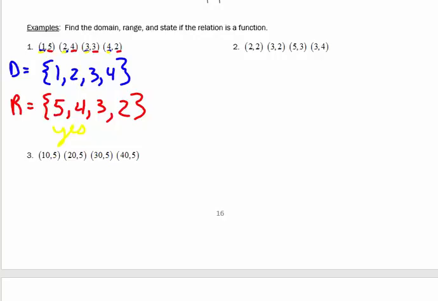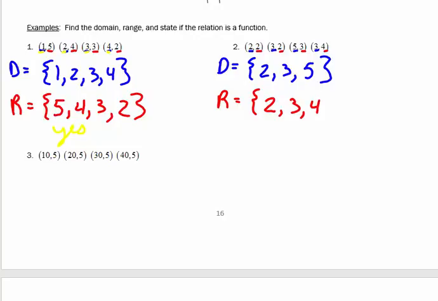Looking at number 2, we have ordered pairs (2, 2), (3, 2), (5, 3), and (3, 4). Finding our domain, we look at our x values: 2, 3, 5, and 3. We don't have to write it again if it repeats, so we'll just keep it as 2, 3, 5. Now we need to find our range. Our range values come from the y values. Our range values are 2, 2, 3, and 4. Again, we don't have to write it twice if it repeats. So my range values are 2, 3, and 4.